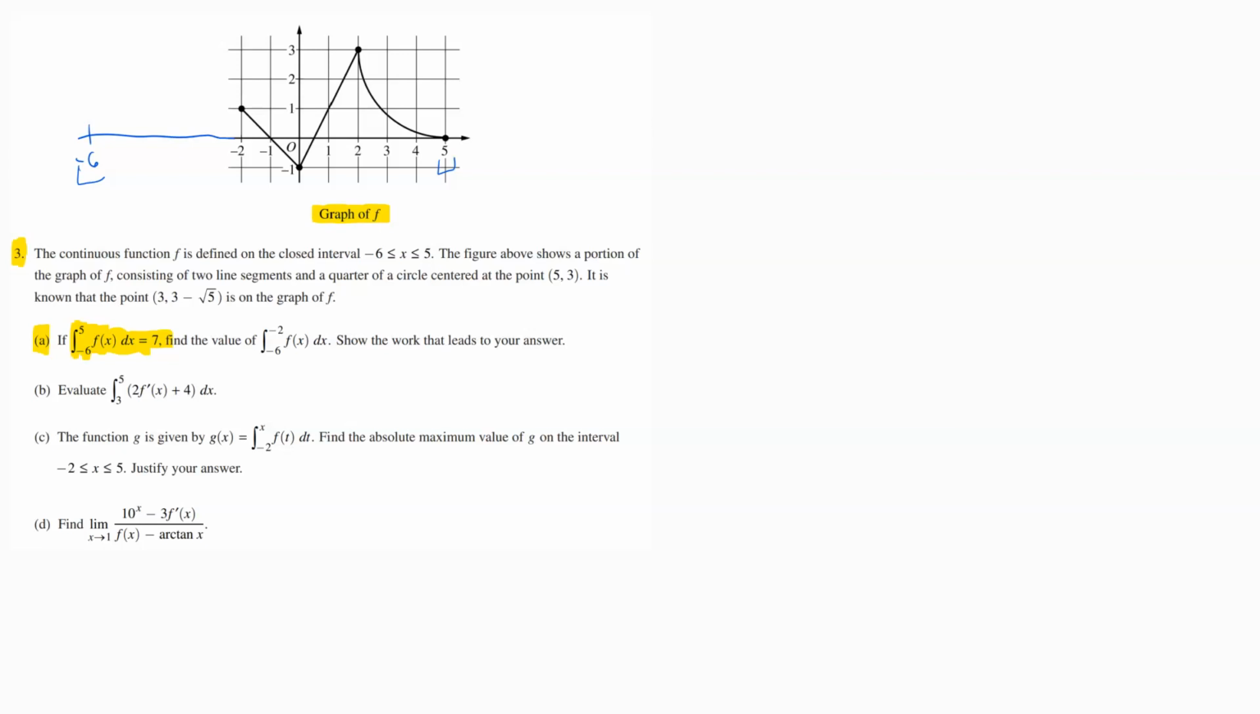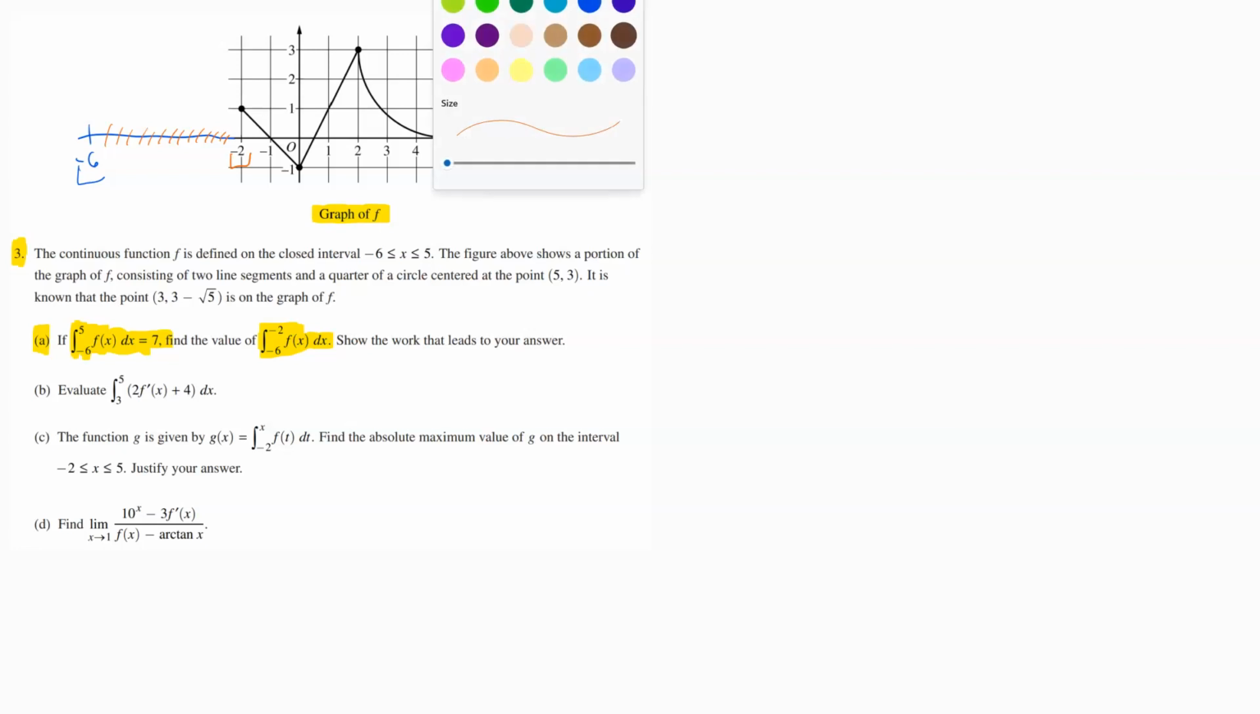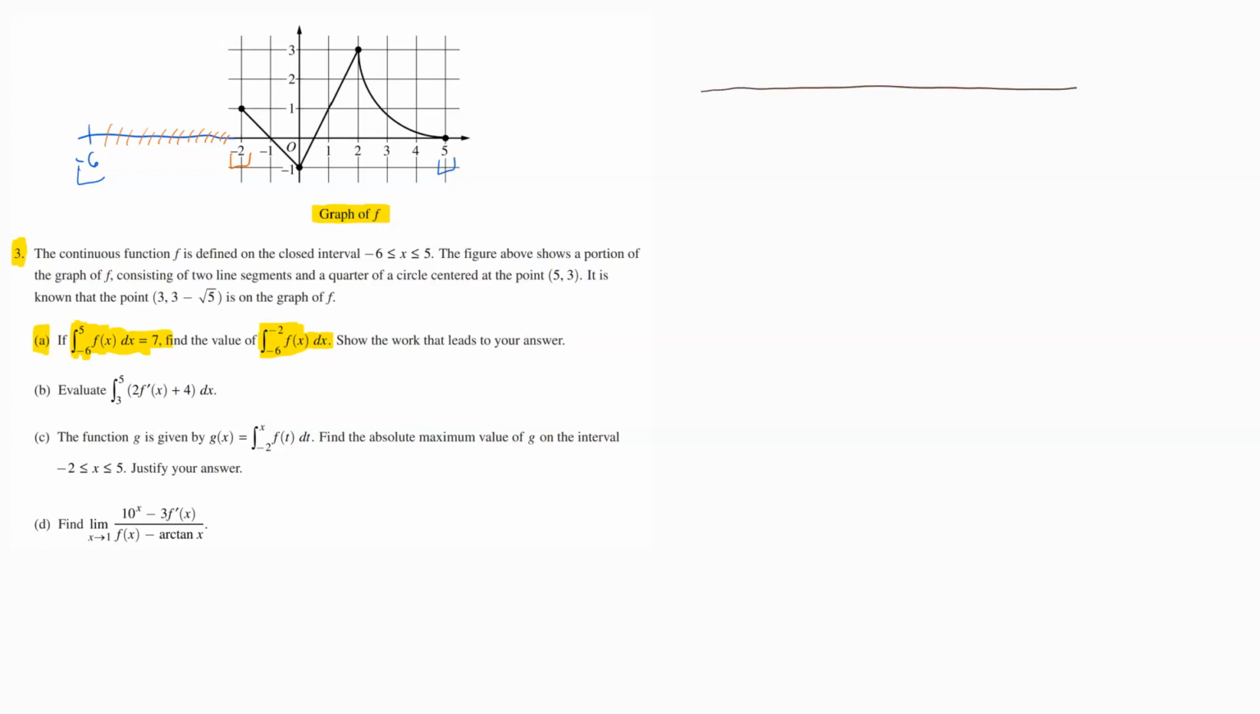Then they specifically want to know what's happening from negative 6 to negative 2 of f of x dx. So they're actually asking us to find this ungraphed portion here. What would the value of that integral be? Whenever I'm doing integrals like this, where it's portions of a larger section, I like to pull this out and think about it in terms of a number line.